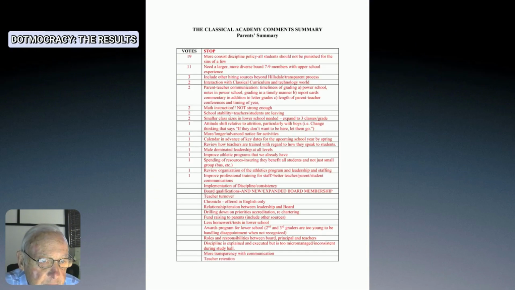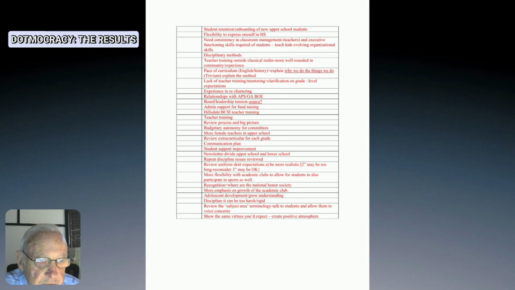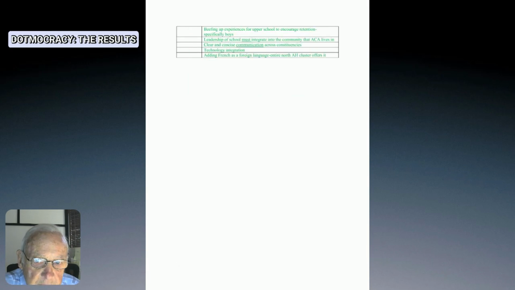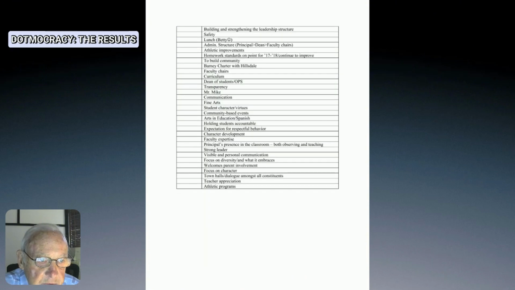You also see the parent summary, and you can see a very different set of suggestions as you would expect. And that's why your group should be done separately. And the number of votes that are offered. There's the parent stop. There's the parent start. And here is the parent continue.